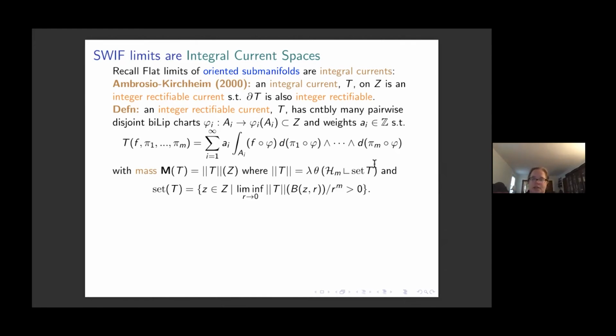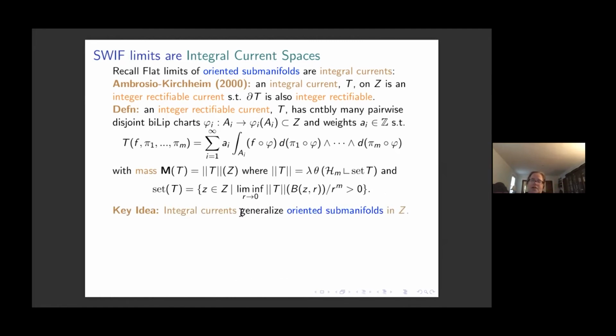The reason we use the set is because Ambrosio-Kirchheim proved that the set is integer rectifiable as a set, which means it's actually covered by these disjoint bi-Lipschitz charts almost everywhere. Okay. The closure of the set, which is called the support, is not necessarily covered almost everywhere by Lipschitz charts. The closure of the set could even have higher Hausdorff dimension. The set is the one that's covered almost everywhere, and that's why we use the set of positive density.